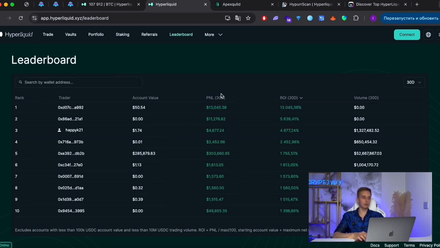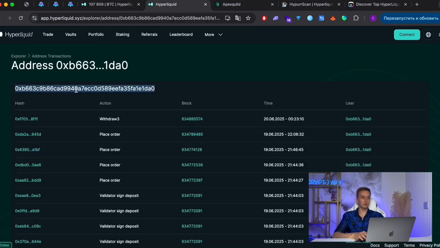Look, what I want to draw your attention to here is that there are addresses that are not just a random set of characters, but are actually labeled. Yes, so usually these are some well-known personalities whom we can also track. So we simply go to the profile, and here we see the wallet address, which we can copy and then proceed with our analysis. We'll talk about that now.